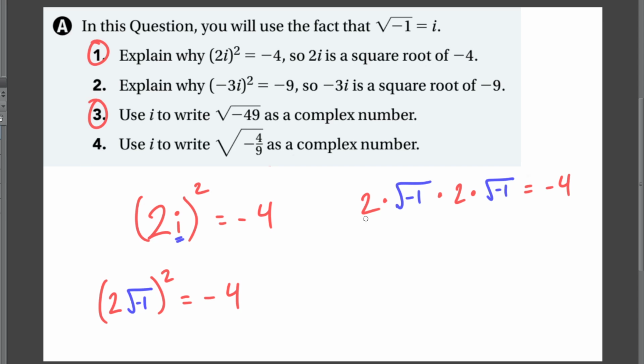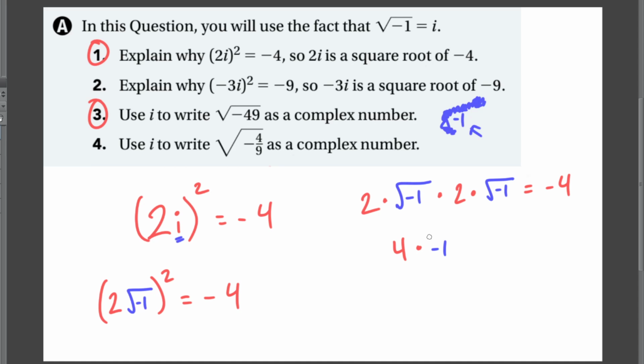So let's see, as we go through this, I have 2 multiplied by 2, that gives me 4. And now I have the square root of negative 1 times the square root of negative 1. Now I want you to think about this, because if we have the square root of negative 1 squared, because it's times itself, remember these guys are going to cancel out. The 2 and the square root are going to cancel out, leaving me with just negative 1. It's still a negative 1.